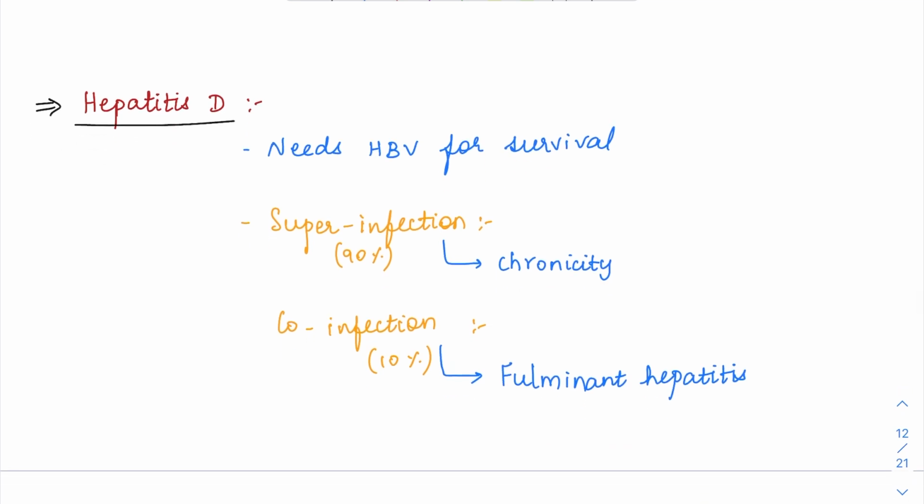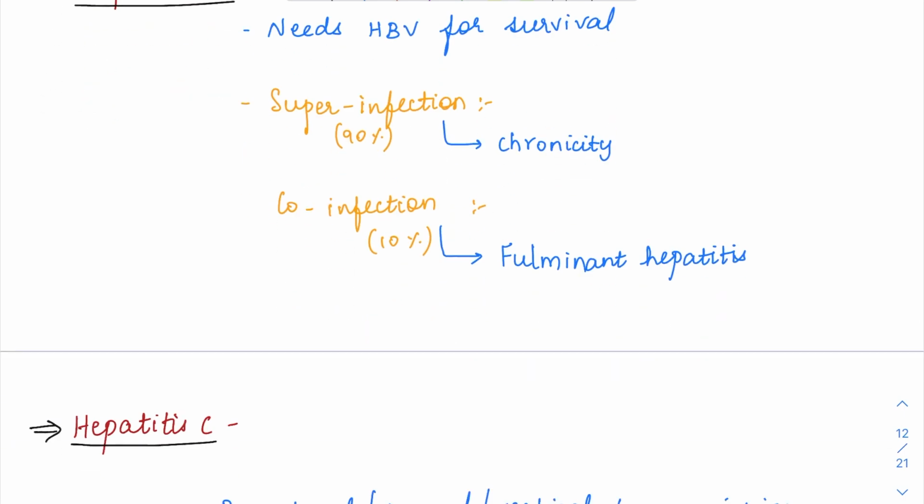So the next hepatitis virus will be hepatitis D. So hepatitis D is an incomplete virus. It needs HBV, hepatitis B, to complete its cycle. So here you can have two types of infection, super infection or a co-infection. Super infection is going to be much more common, 90% of the cases.